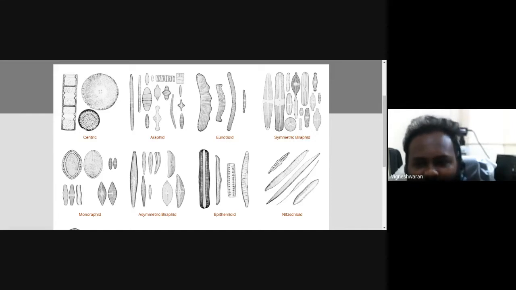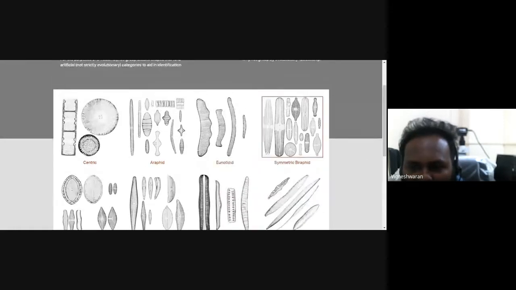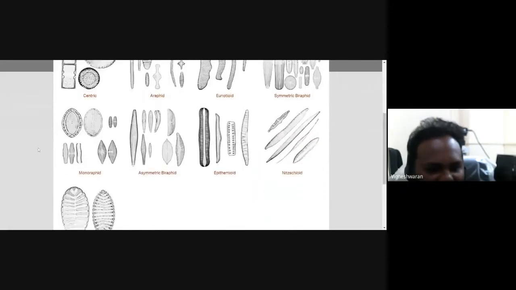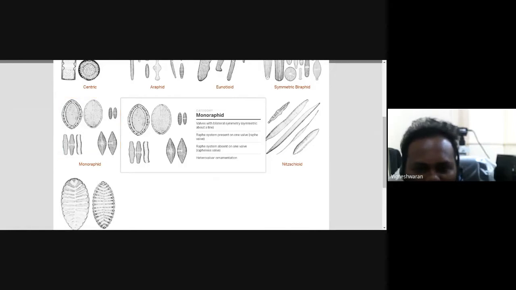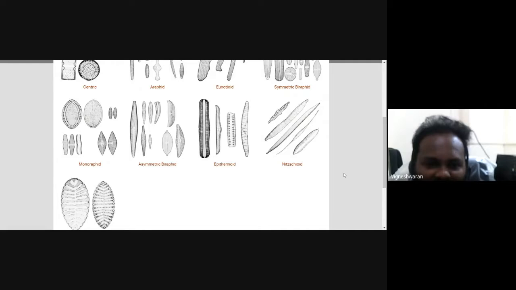So don't worry about anything. If you find something difficult to understand, we are going to see everything under the microscope. I'm just giving some introduction before entering. So this is symmetrical biraphid. Then next is monoraphid. The name itself has an explanation. If we separate the soap box, on one side raphe is there, on the other side it is absent. If you see these images, in the first one there is a raphe on one side, on the back side there is no raphe. That is why it is called monoraphid.